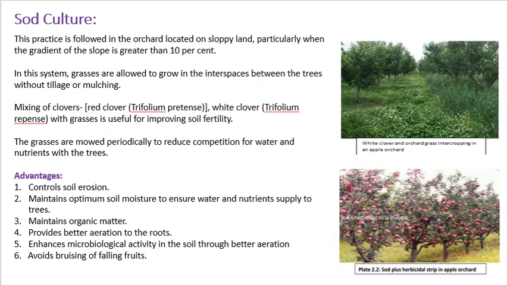Next, we will see about the sod culture. This practice is followed in orchards located on sloping land, particularly when the gradient of the slope is greater than 10%. In this system, grasses are allowed to grow in the interspaces between the trees without tillage or mulching. Mixing of legume crops is done in this system; we can mix the red clover and white clover with the grasses, which are useful for improving the soil fertility.